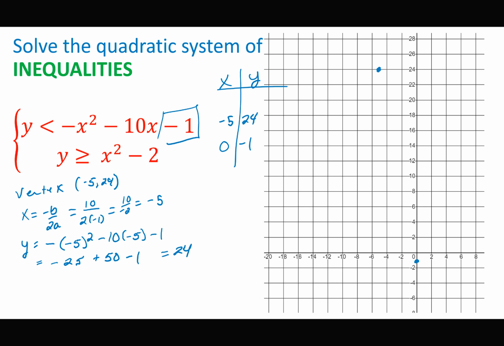Based on the vertex, I know I have symmetry. So if I have the point 0, negative 1, so 0 to negative 5, I also know at negative 10, we'll have a y-coordinate of negative 1. Because negative 5 is halfway between 0 and 10. So at negative 10, I'll also be here at negative 1.